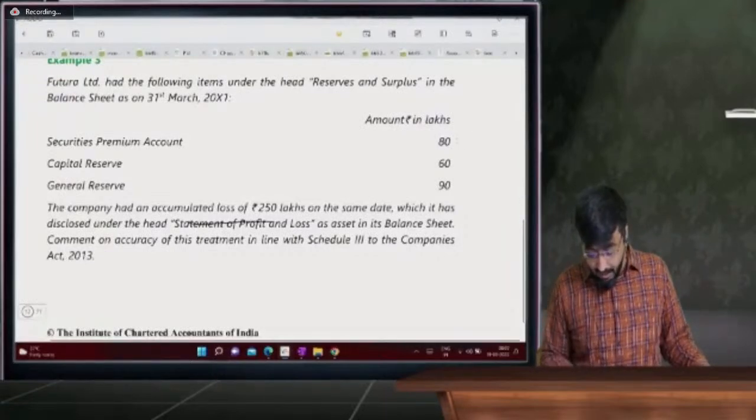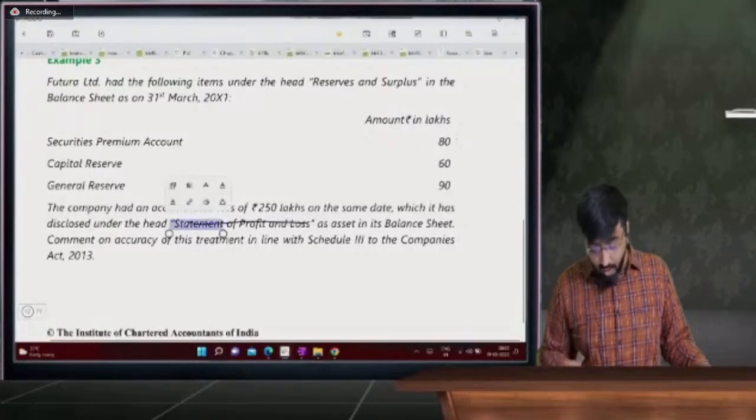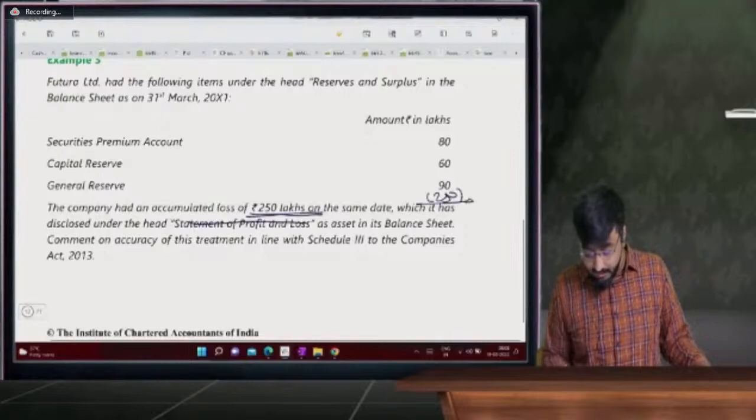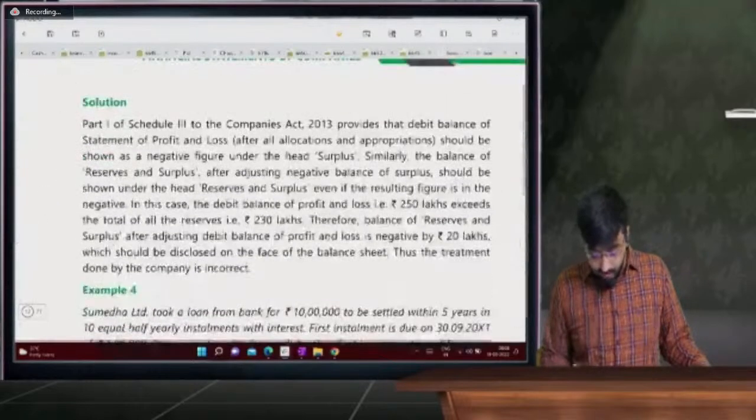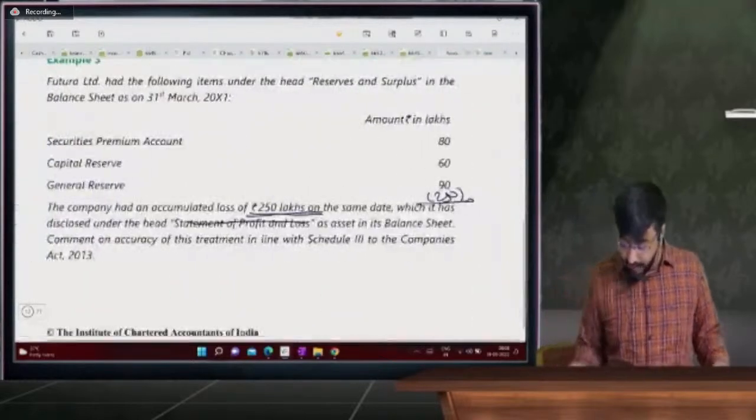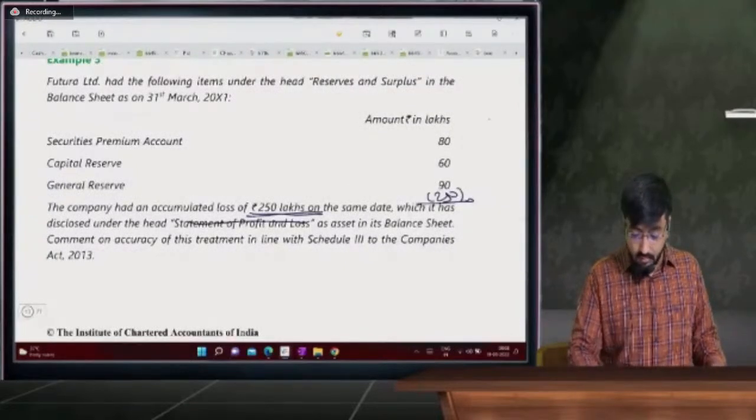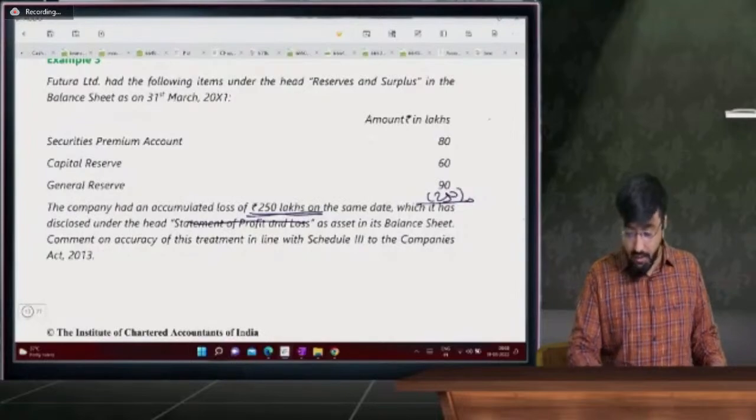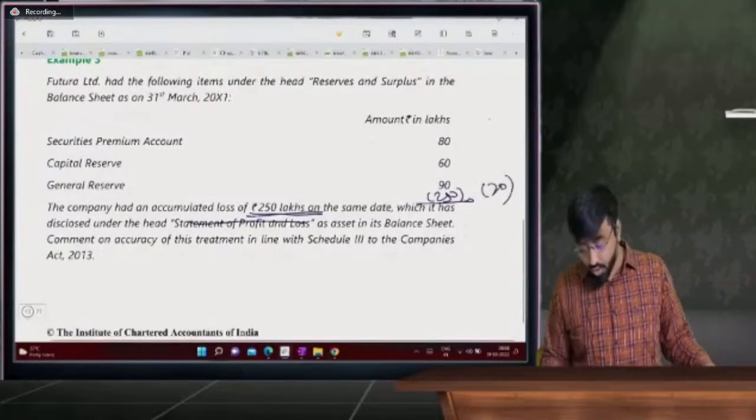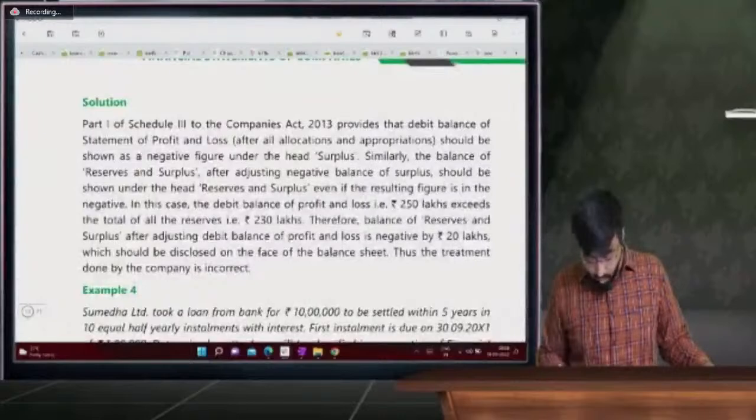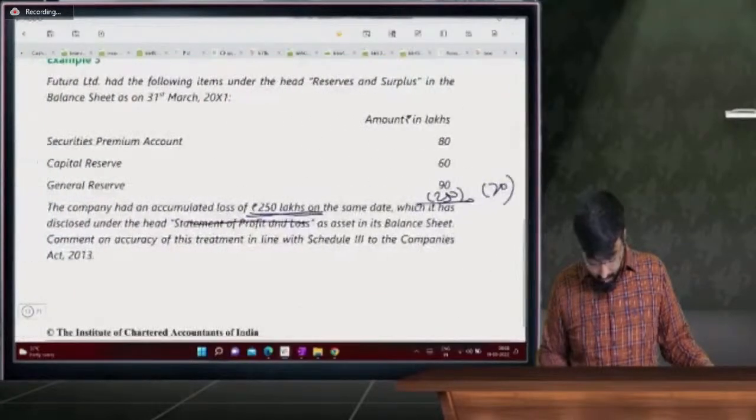The company had accumulated losses. But I already told you the company can write a negative figure. So 250 is a negative balance. As per Schedule 3, beta, a negative figure you have to write separately. So 80 plus 60 plus 90, and you have a negative balance of 20. So under reserves and surplus, it will be shown as negative 20. That is correct. Okay.